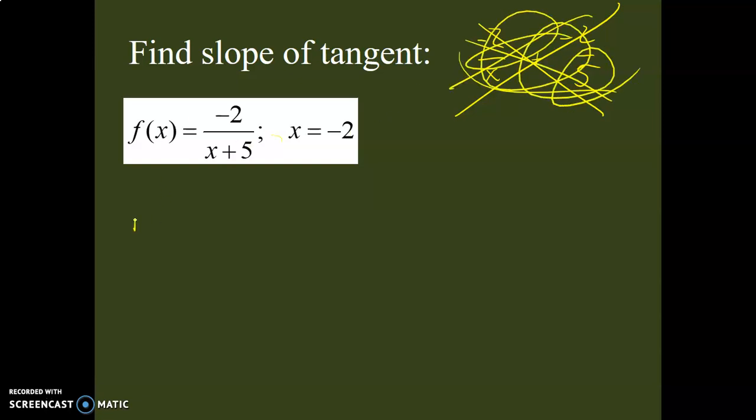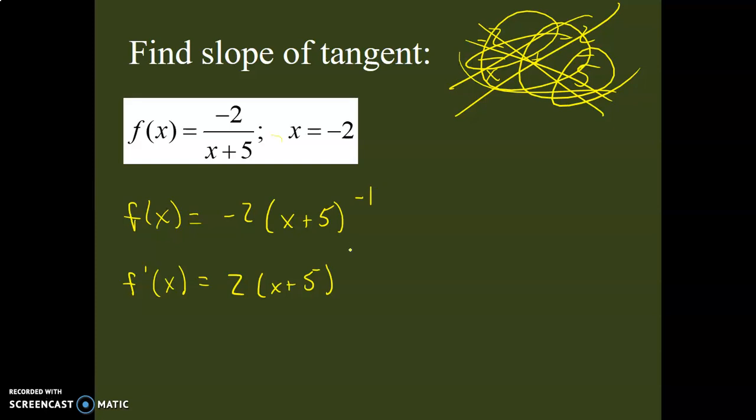So what you're going to need to do is rewrite this equation as negative 2 times x plus 5 to the negative first power. And now we're going to use the power rule. So negative 1 times negative 2 turns into a positive 2, x plus 5. And now remember to drop the exponent. So negative 1 drops down to negative 2.